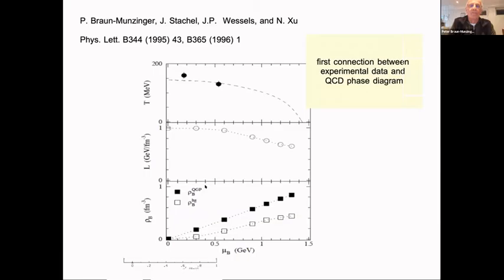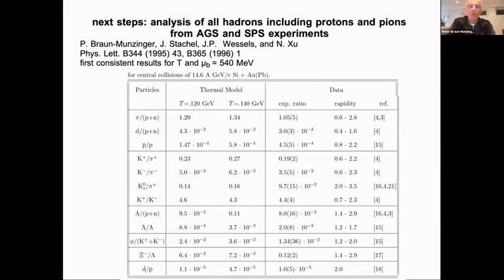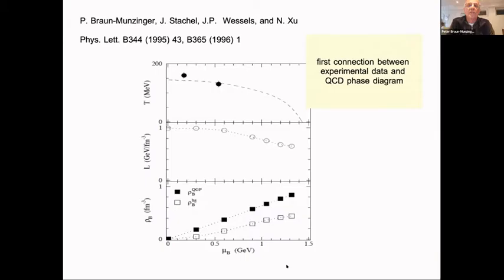I just want to point out that already at that time, we had anti-deuteron to anti-proton, which seemed to agree, much to our surprise, because anti-deuteron is a weakly bound anti-nucleus, quite nicely with what we had actually computed. So this actually led to the first entry in a phase diagram, as far as I can tell, the first connection between experimental data and the QCD phase diagram, from these two publications here.